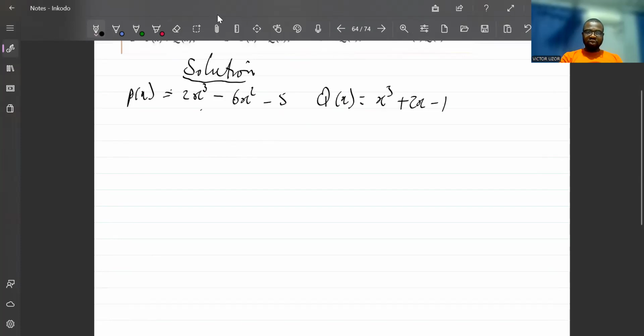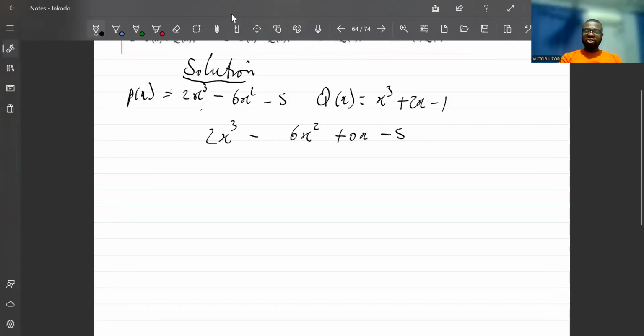Okay, so let's go again. I have 2x raised to the power 3 minus 6x raised to the power 2 minus 5. If I put the other one here, this one does not have x raised to the power 2, so I have to put plus 0x, then plus negative 5. I don't need to put plus, I just put negative 5. So in this first case, I already have raised to the power 3, raised to the power 2, raised to the power 1, then 0.